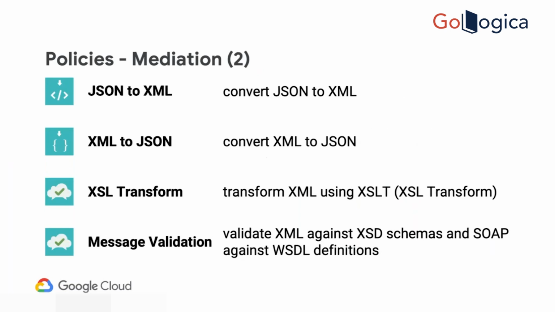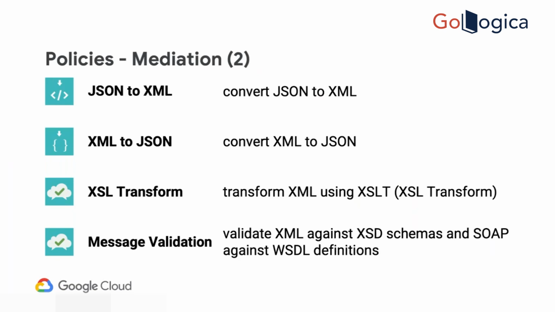Then we have other mediation policies, like, as the name suggests, JSON to XML. It will convert from JSON to XML with some configurations. Then the reverse, XML to JSON. Then we have the XSL transformation policy. If you want to transform from one kind of XML to another kind of XML, you can do that using XSLTs. You also have certain other options, like going from XML to HTML format. So from one kind of markup language to another, you can do that.